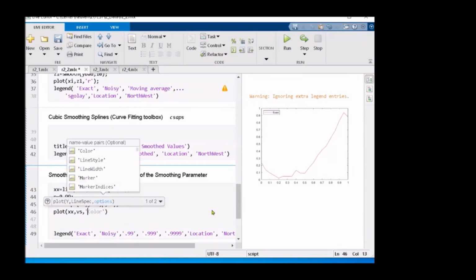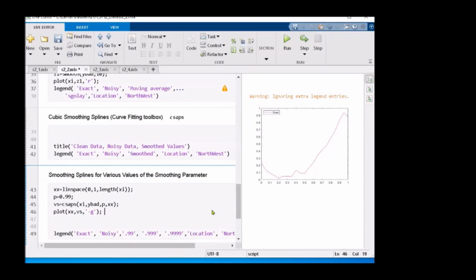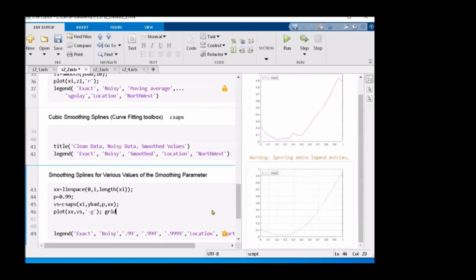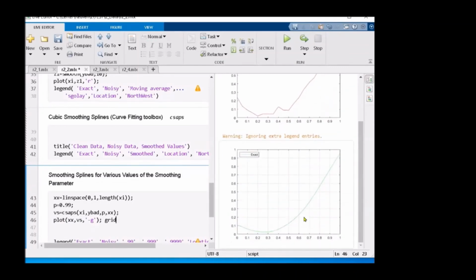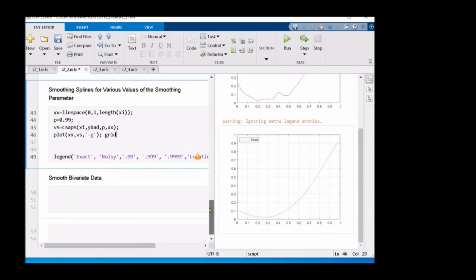We should choose a color. Let's take green color, and let's do it with the gridding. Okay. You can see that the result of fitting by using the curve fitting toolbox in Matlab is much better than the median filter.